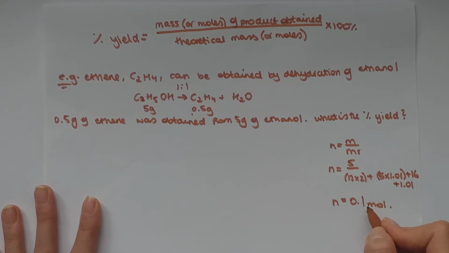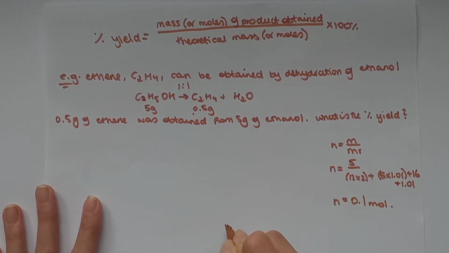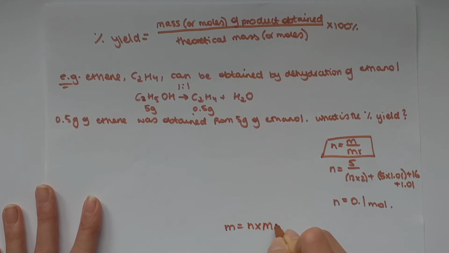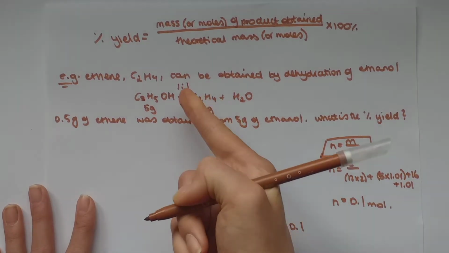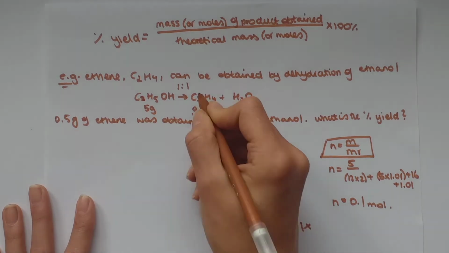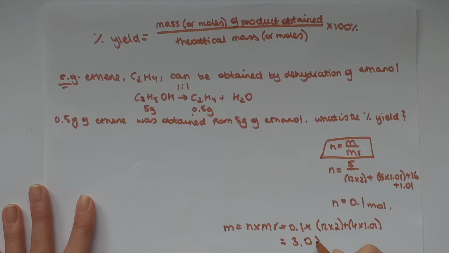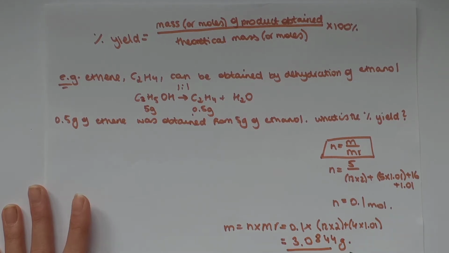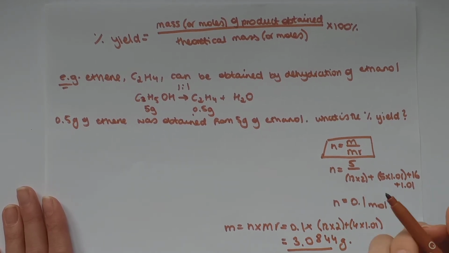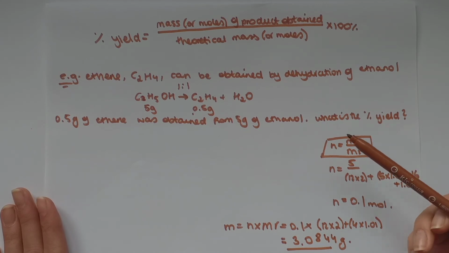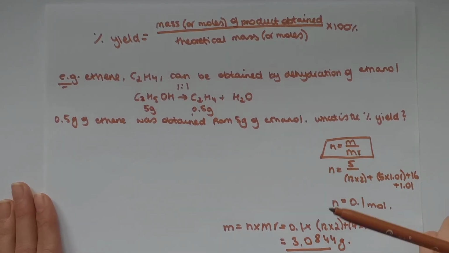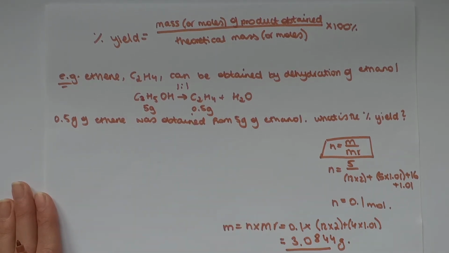So now we're trying to find the mass of ethene that should be formed. So we rearrange our equation to find mass. MR was divided on this side, so it's multiplied on the other side. Number of moles is 0.1, is the ratio. And we multiply by the MR of ethene, which is 12 times 2 plus 4 times 1.01. And the mass that I got is 3.0844 grams. So this is the mass that we should get if we had the right conditions, and this is the mass that we actually got in the experiment.